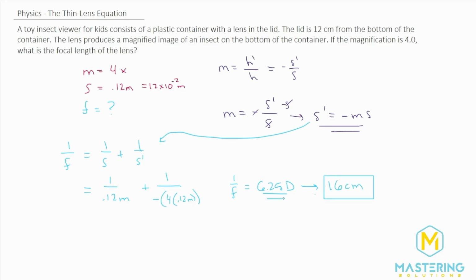With a positive value in diopters, that means we have a converging lens, and the lens with this power will give us a magnification of 4 times at this distance. The focal length is 16 centimeters, which makes sense since the object is closer to the lens than the focal point, so we'll get a virtual image which will magnify it.